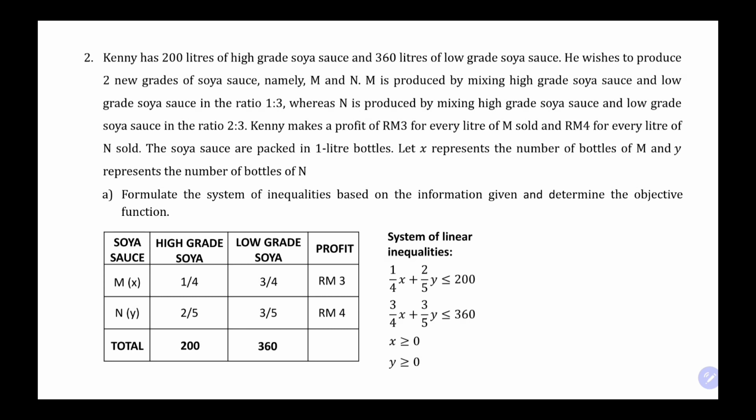And our objective function is about profit. So profit we maximize. We always put Z, Z equals to RM3 for x and RM4 for y. That's why Z equals to 3x plus 4y.